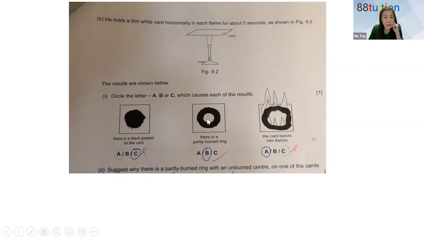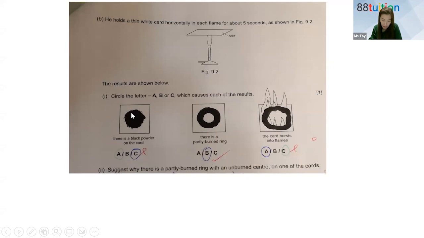Explain why there's an unburned center. Now you know how to explain this, because right in the center over here, it is actually unburned gas. It is the least hot. Whereas the outside is actually the charred part, because it's hotter. And then these are actually carbon remains.